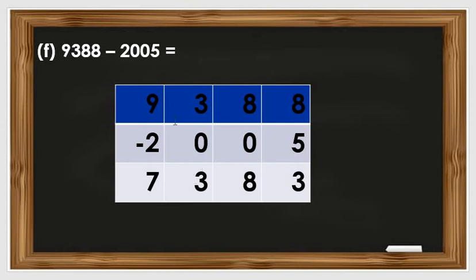Then further, 9 - 2. How many can we take out from 9 - 2? Yes, we can easily take 2 out of 9. So how many are left? 7. So the answer we got is 7,383. 7,383 is our answer. Got my point, all students?